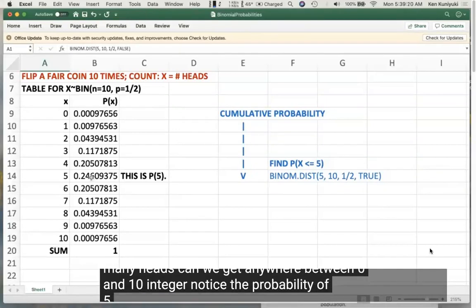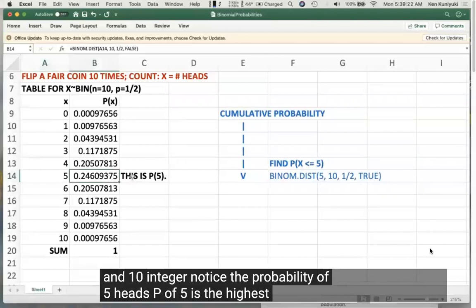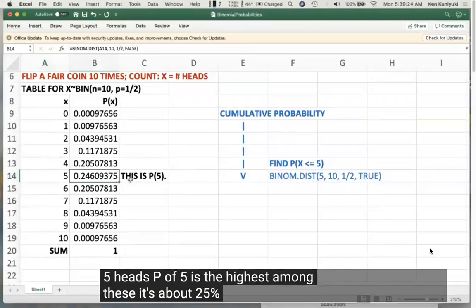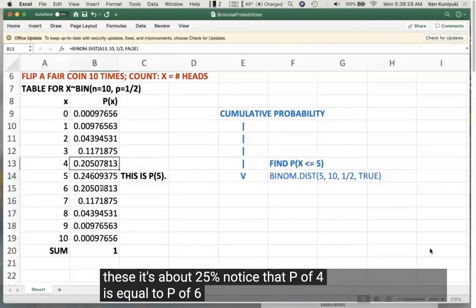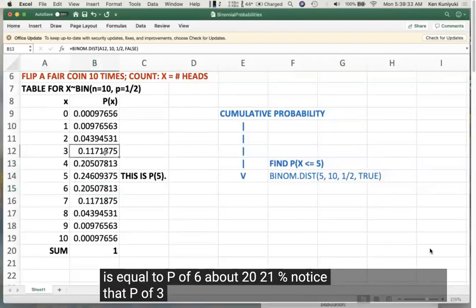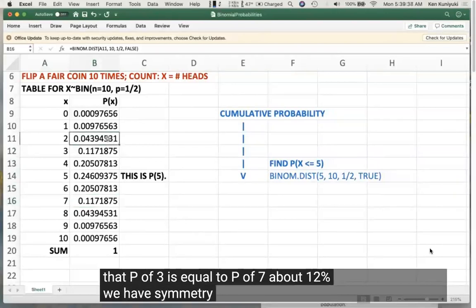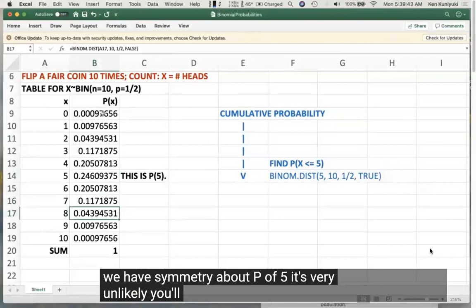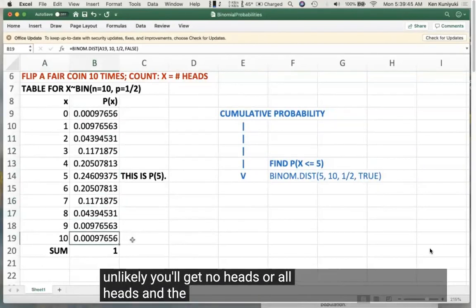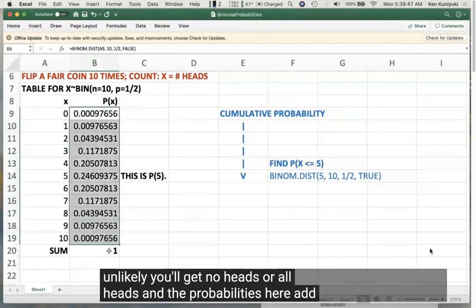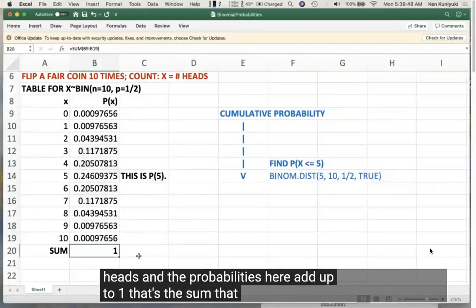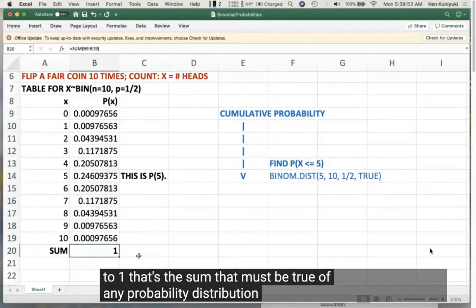Notice the probability of 5 heads, p of 5, is the highest among these. It's about 25%. Notice that p of 4 is equal to p of 6, about 21%. Notice that p of 3 is equal to p of 7, about 12%. We have symmetry about p of 5. It's very unlikely you'll get no heads or all heads. And the probabilities here add up to 1. That's the sum. That must be true of any probability distribution table.